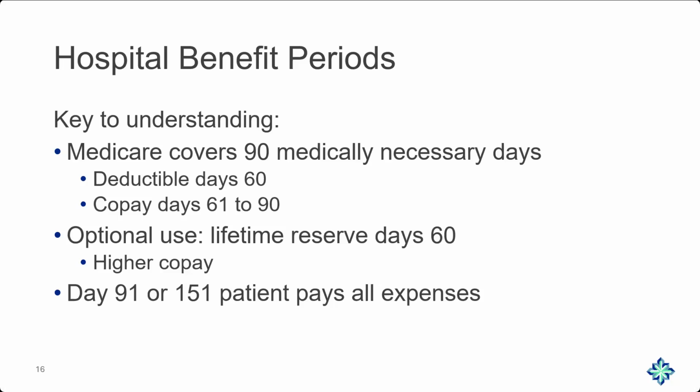So once you hit day 91, if you don't use the lifetime reserve days, or 151 if you do, again, the patient becomes responsible for all expenses, and that's when we move to the Part B stay, which says bill Medicare for anything Part B would cover or outpatient care would cover. So that's a hospital benefit period.